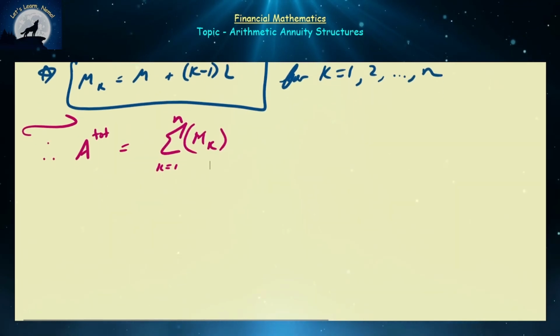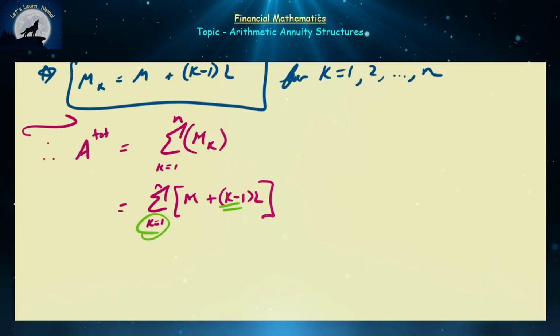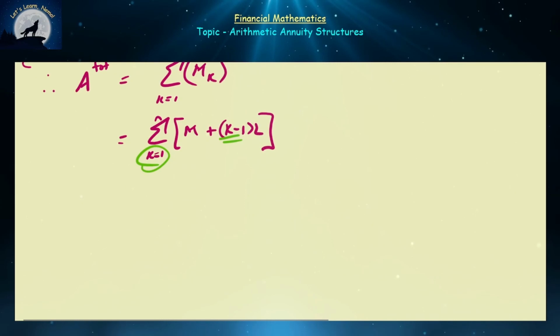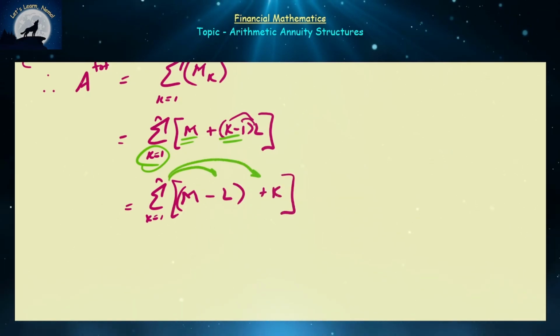So maybe we can just keep this in the general form to get a nice little formula for this. So that's going to be equal to the sum from K is equal to 1 to N of M, our fixed base payment, plus K minus 1 times L. There's only one thing that has K in it, so everything else is a constant as far as this summation is concerned. So keep in mind, again, we're going to be adding 1 up n times here. So again, we can write this as the sum from K is equal to 1 to N of M, and then we can distribute this L inwards, so that's going to be minus L for the first term, and then plus K here. And then we're going to distribute this summation over that sum.